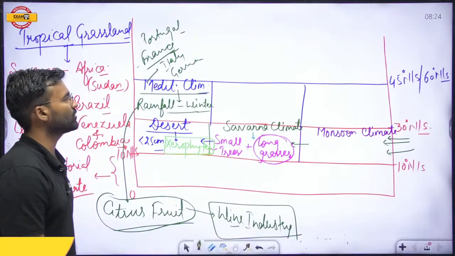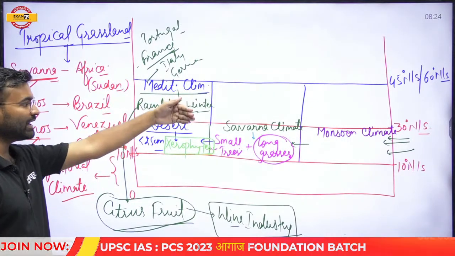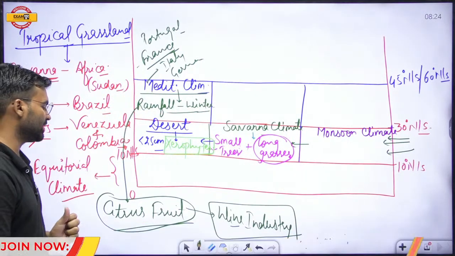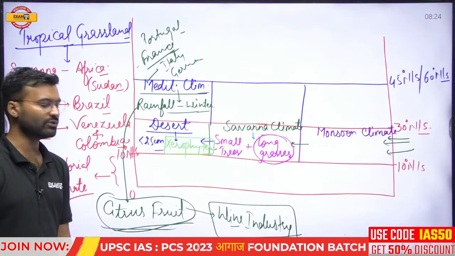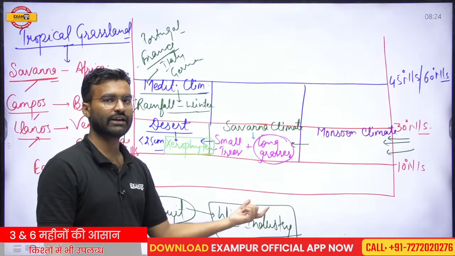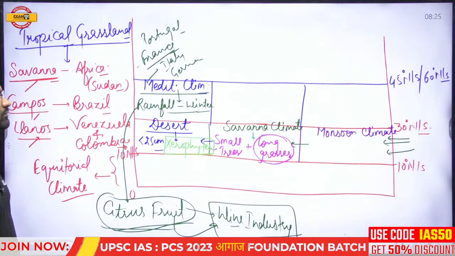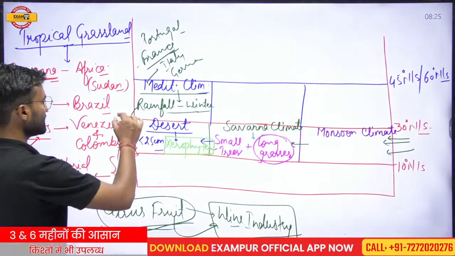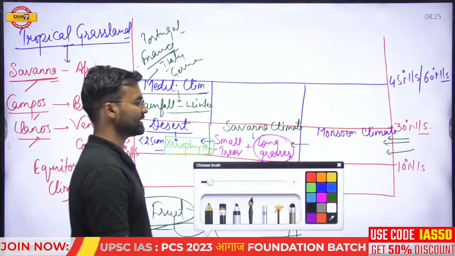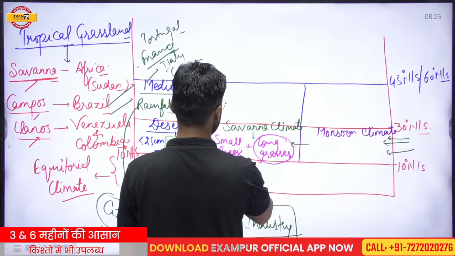So some important features of the Mediterranean climatic zone: rainfall occurs more in the winter season than the summer season, and the climatic condition is suitable for the production of citrus fruits, which are the raw material for the wine industry, and that is why this industry flourishes more in this climatic zone. This is the zone where the impact of the westerlies is found. So this is the westerlies area.